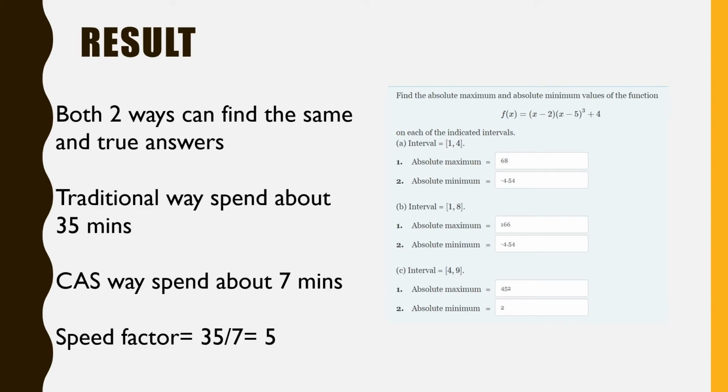In conclusion, both ways can find the same and true answer. But the traditional way spent more time. It spent about 35 minutes in total. However, the CAS way only cost me about 7 minutes, and I don't need to handle the data myself because the calculator will help me to handle those data. And the speed factor is about 5.